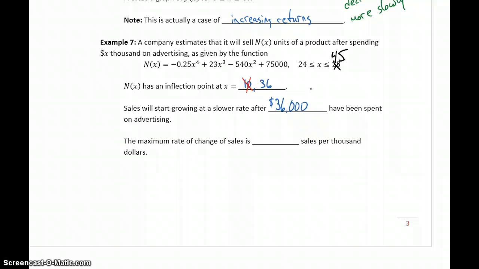The last part of this question asks us about the maximum rate of change of sales. Keep in mind, the rate of change of sales is given to us by the derivative of that function. So we want to find when that maximum rate of change of sales is occurring, which should be at x equals 36. So we want to evaluate the first derivative at 36.